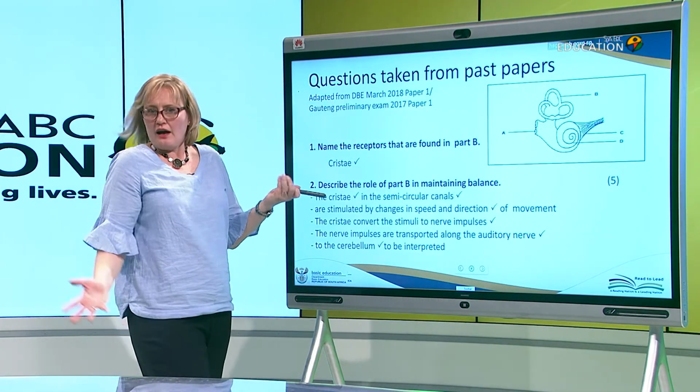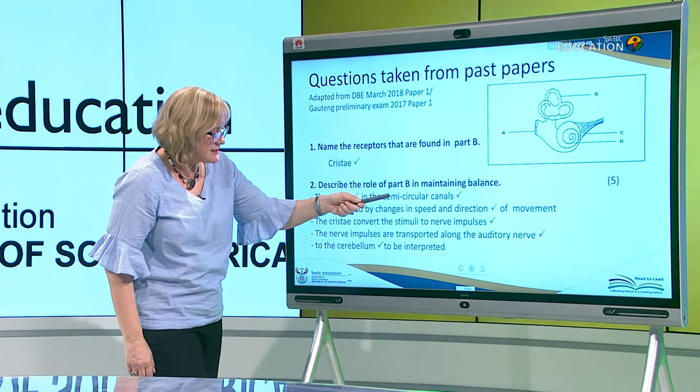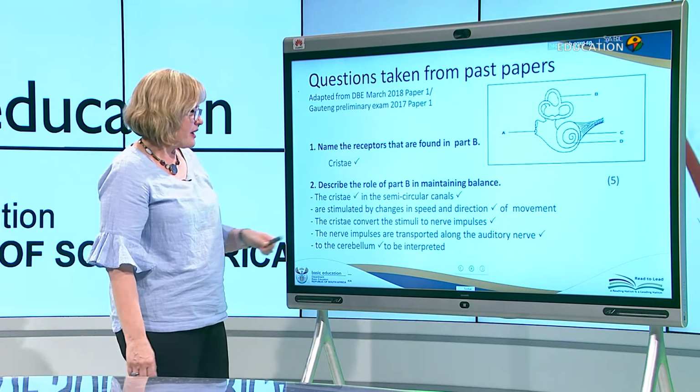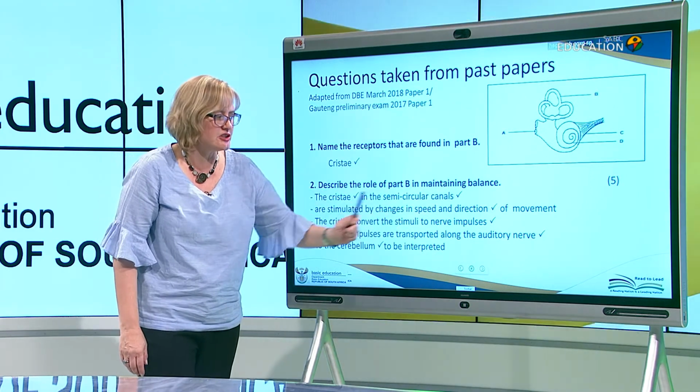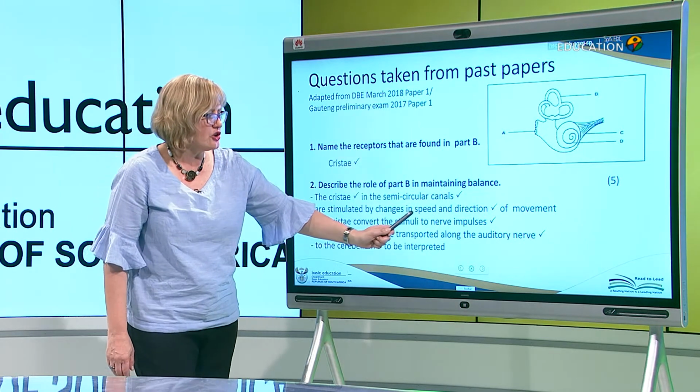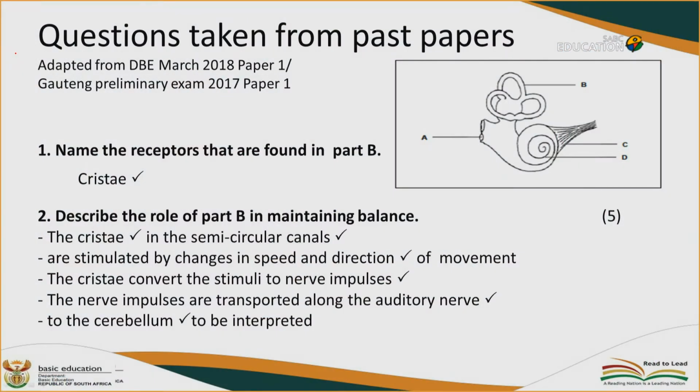Right, the crista, aha, you get your mark already. In the semicircular canals, ta-da, another mark. Are stimulated by the change in speed and direction, that's the DS part. The crista converts the stimuli into nerve impulses. Again, here it is again. How many times have we said that? That's a mark for free.